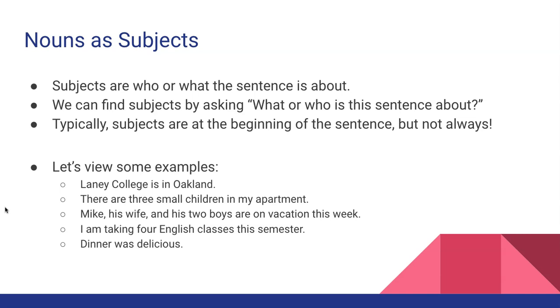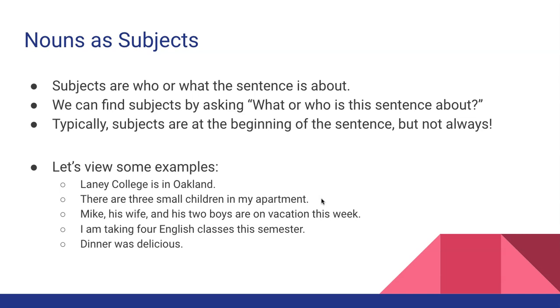Typically, subjects are at the beginning of the sentence, but not always. So let's view some examples together. Laney College is in Oakland. What or who is the sentence about? Laney College is the subject. Number 2. There are 3 small children in my apartment. Who or what is this sentence about? Children. Children is the subject.